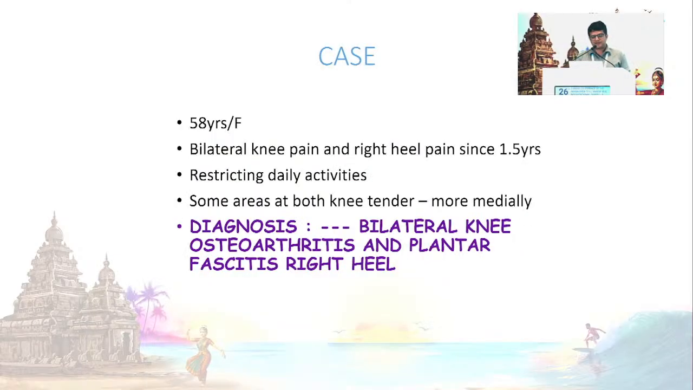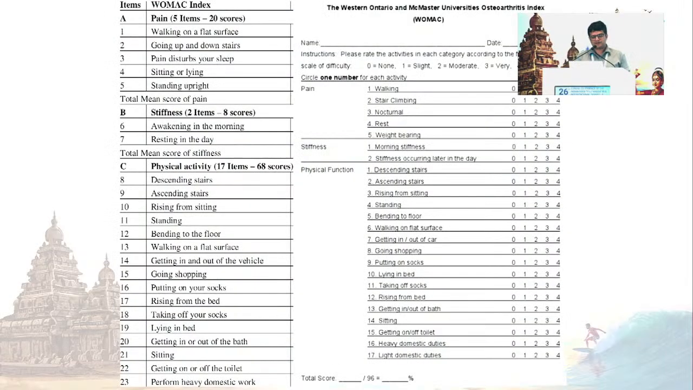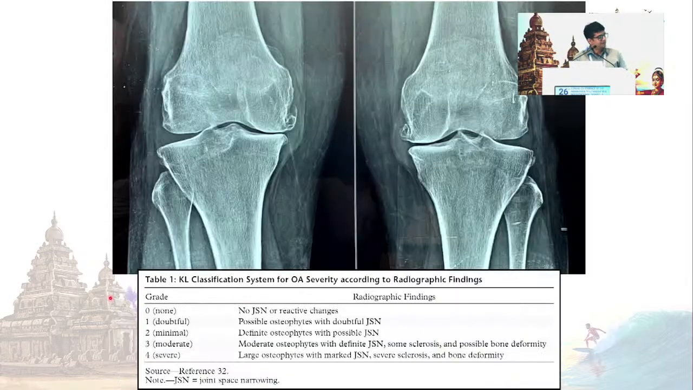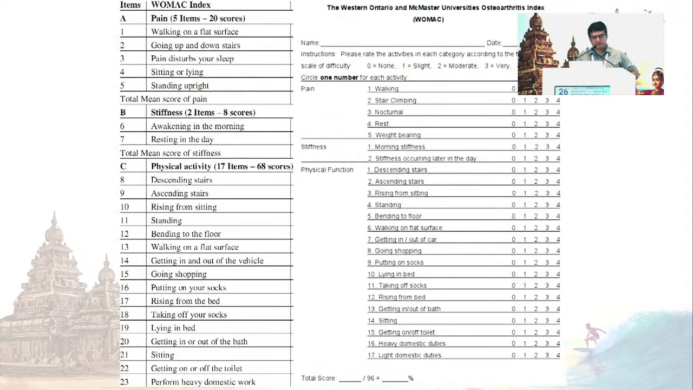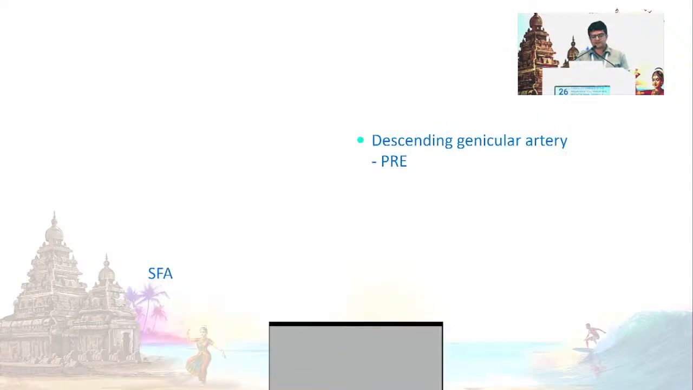This is just the anatomy, and this is KL scoring, where in grade 3 and 2 we generally do genicular artery embolization, but as I mentioned previously, in grade 4 also we can do it in selected cases. But we should not do grade 4 embolization at 60 years, while at 70, 80, 90 years it can be done. WOMAC scoring.